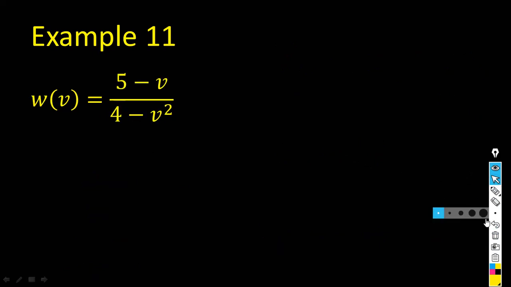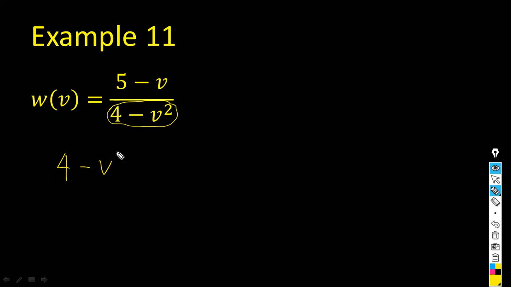This one, w of v equals 5 minus v over 4 minus v squared. So same question. I'm going to ask mathematics the question. For what numbers v is this equal to 0? Because if this is equal to 0, my function is going to crash. So let's answer that question.